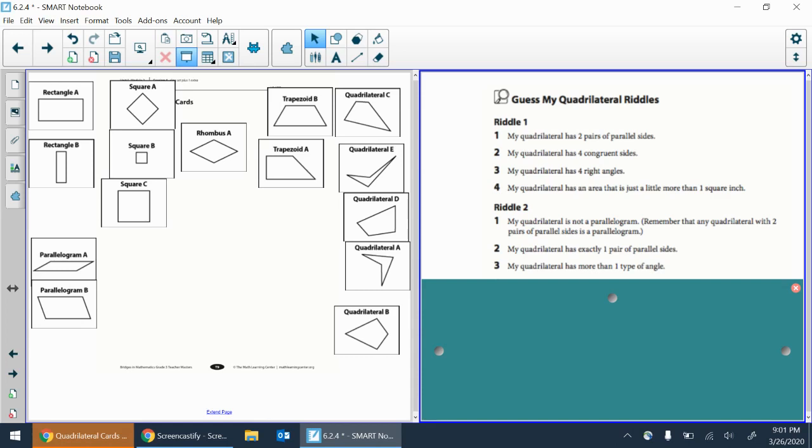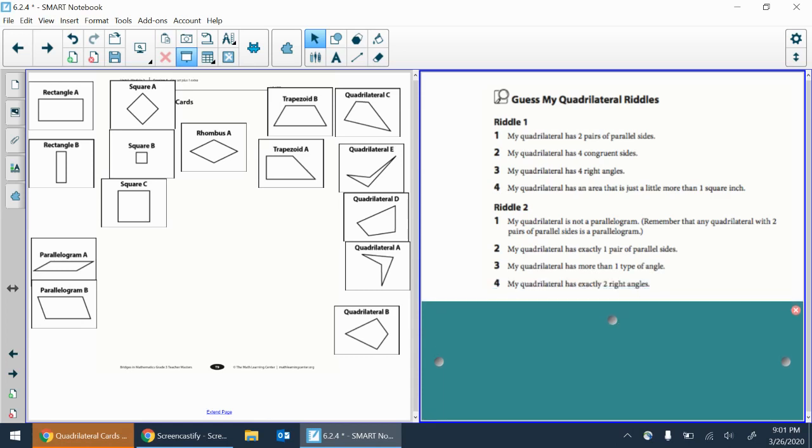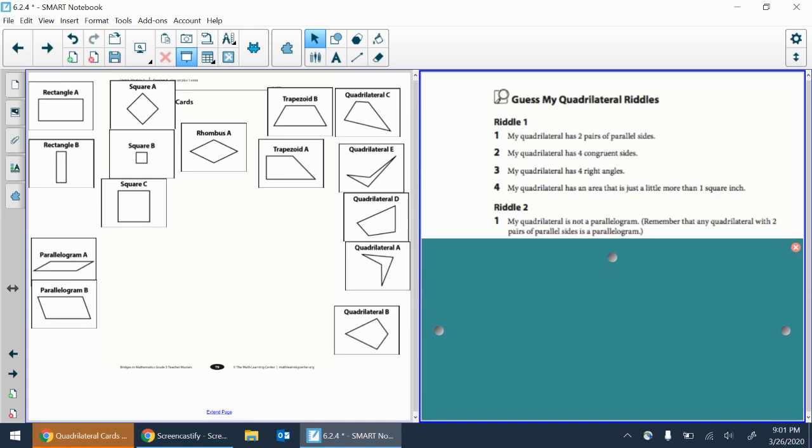And our last clue, my quadrilateral has exactly 2 right angles. So you should be able to have figured out what quadrilateral I am thinking of. Let's go over these together and check our work, okay? So, clue number 1, my quadrilateral is not a parallelogram.